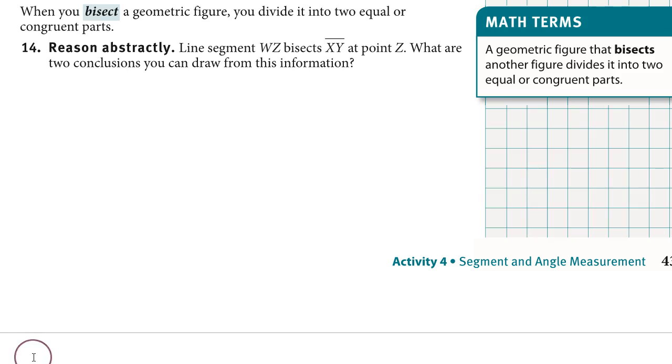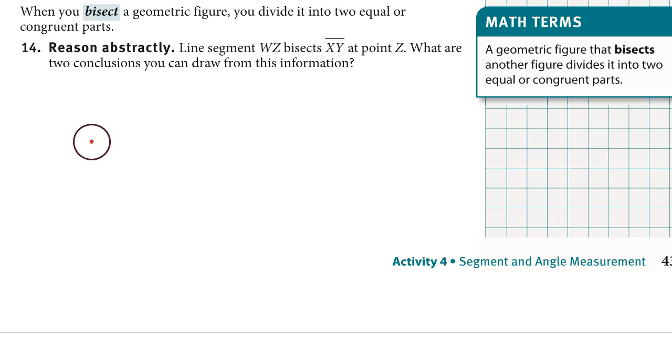There is one last vocabulary word in this section, the word bisect. When you bisect a geometric figure, you divide it into two equal parts. Number 14, line segment WZ bisects segment XY at point Z. What conclusions can we draw? It'll help us to draw a picture so we can visualize.